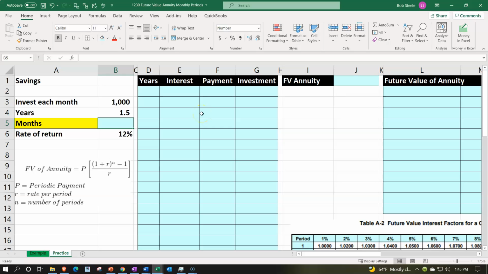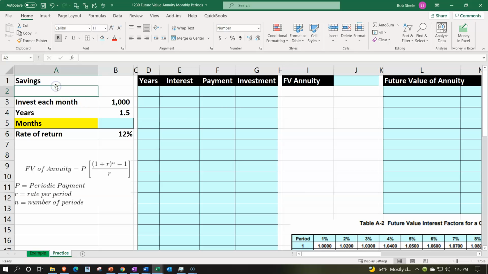Here we are in our Excel worksheet. If you have access to the Excel worksheet and would like to follow along, note that we're down here in the practice tab as opposed to the example tab, the example tab, in essence, being an answer key. Information on the left-hand side, we're going to populate into the blue area on the right-hand side.